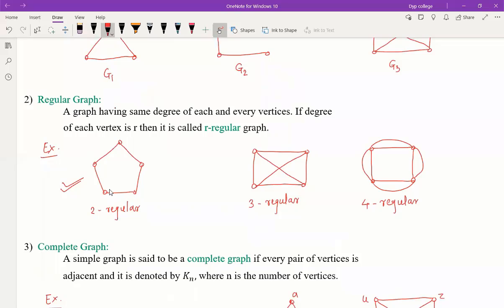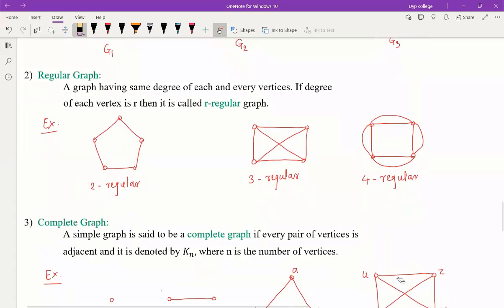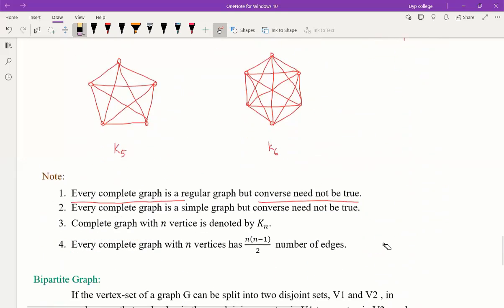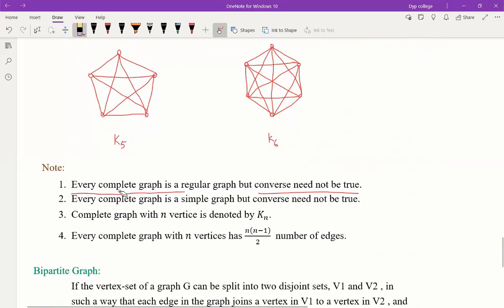No, because every pair is not adjacent. It is simple, but every pair is not adjacent. That means there is no edge between these two vertices, and no edge between these two vertices. So that's why it is not complete. It is regular but not complete. Okay, so that means we can say that every complete graph is regular but the converse need not be true. Okay, this is our first statement. Right? Now, the second statement.